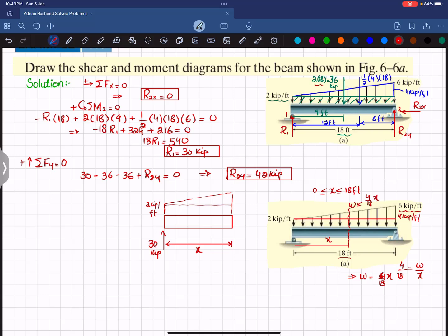Okay. So what we will do is that we will convert this distributed load into a point load. It will act at the middle of this beam, and that will be equal to 2 multiplied by the length over which it acts, and the length is X. Now here W is equal to 4 by 18 times X. So when this triangular load is converted into a point load, it will be equal to 1 over 2 into magnitude, which is 4 by 18 into X, and X is the length over which it acts.